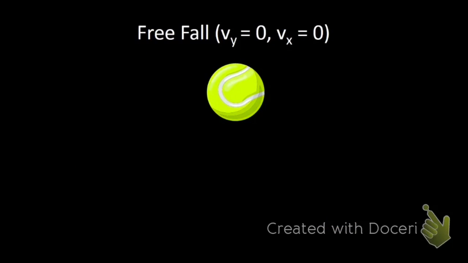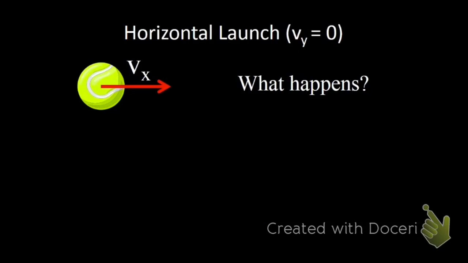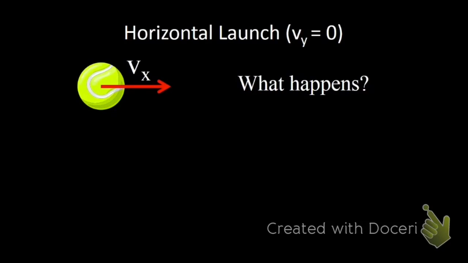So let's start looking at some simple examples to understand what assumptions and what premises are going to be part of this chapter. So here's an object in free fall. Its initial velocity in both the x and y direction are 0, and as it falls, it accelerates in the y direction. But what would happen if we launch it horizontally? Picture there's a table that it's sitting on and we're going to push it off. It's going to fall, but it's also going to move to the right.